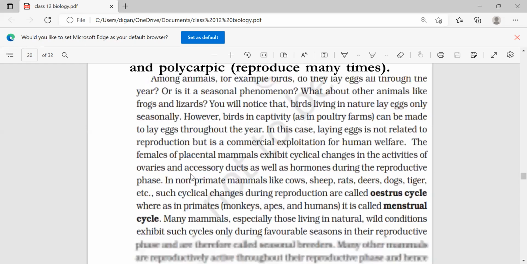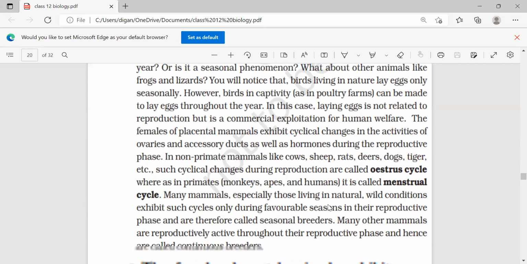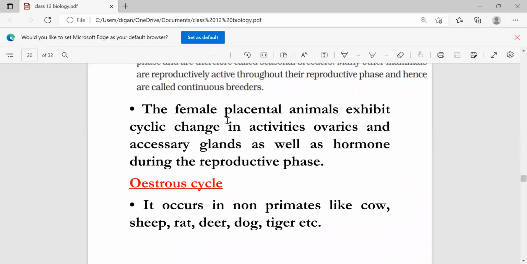Next paragraph, this paragraph is again given from your NCERT book. In this paragraph, mainly two terms are given, the oestrous cycle and the menstrual cycle. So here the name of this cycle is the reproductive cycle. The summary of this cycle is that the females of placental animals exhibit cyclic changes in the activities of ovaries, accessory glands, and hormones during the reproductive phase. It means the female placental animal, which reproduces sexually, during its reproductive phase exhibits cyclic changes in the activities of the ovaries. Some changes take place cycle-wise in the ovaries and accessory glands, which are related to reproduction.